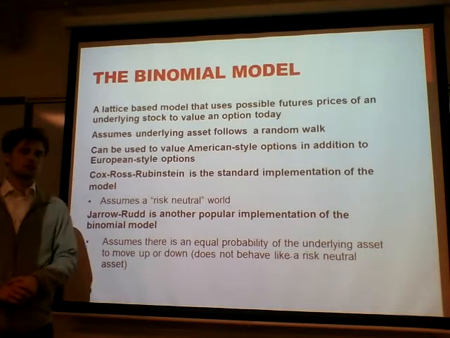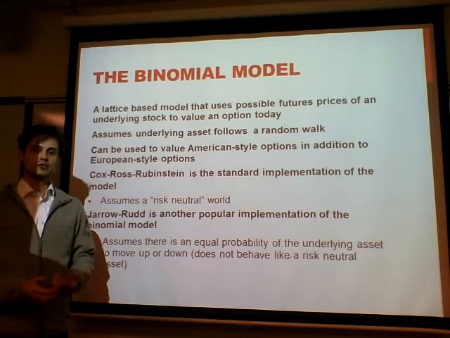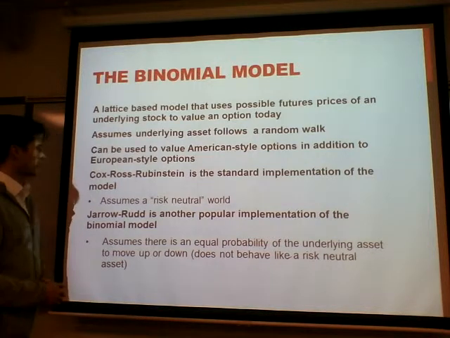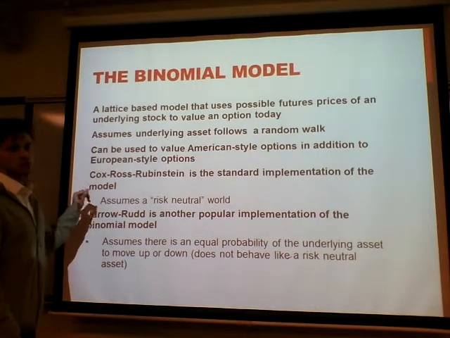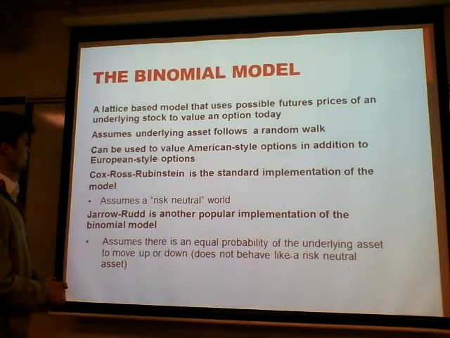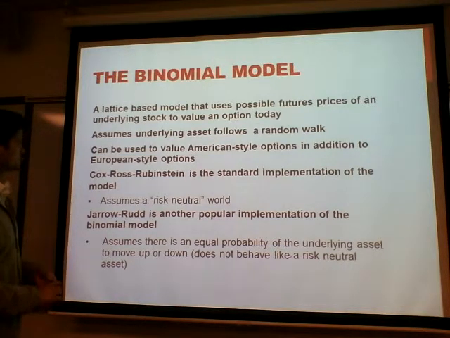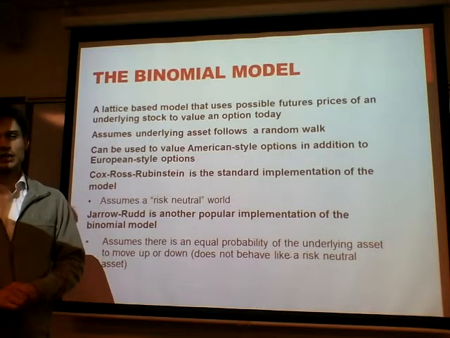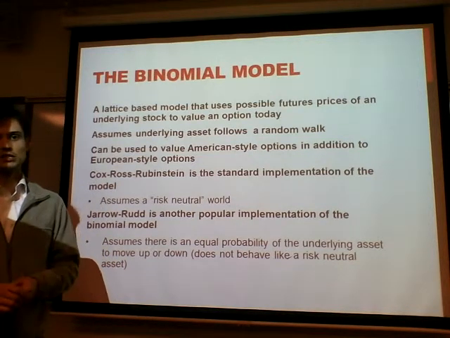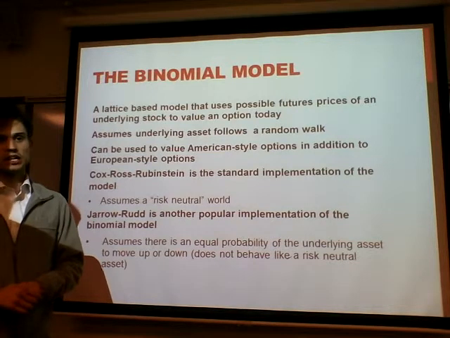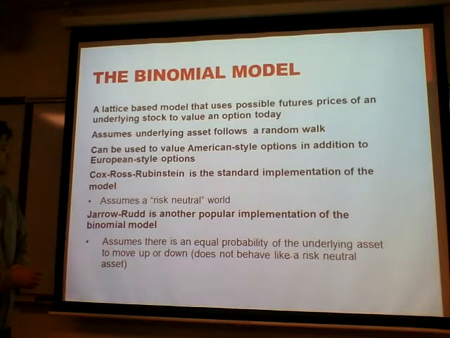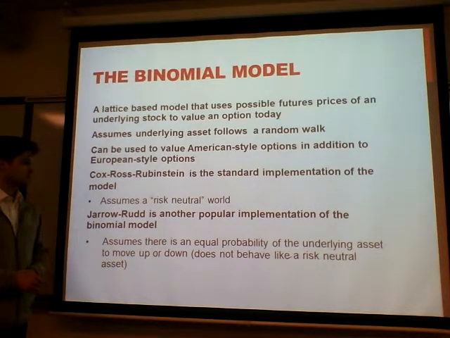So the model was basically created and introduced in 1979 by Cox, Ross, and Rubinstein. And their implementation is generally used the most. One of the assumptions that distinguishes this model from the Jarrow-Rudd model is that it assumes risk-neutral growth. That means that for small increments, for small delta t's, your binomial model will behave as a risk-neutral asset or a risk-free asset. Next in line in terms of popularity is the Jarrow-Rudd model.